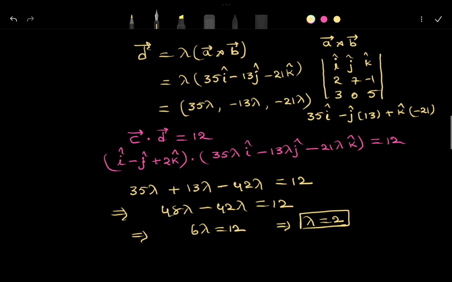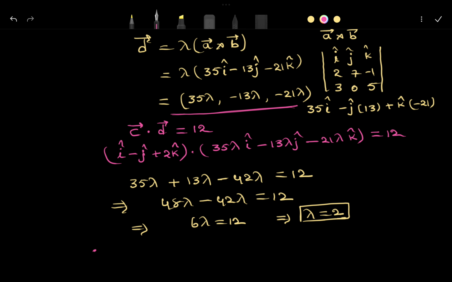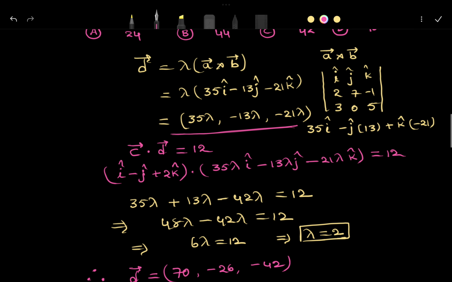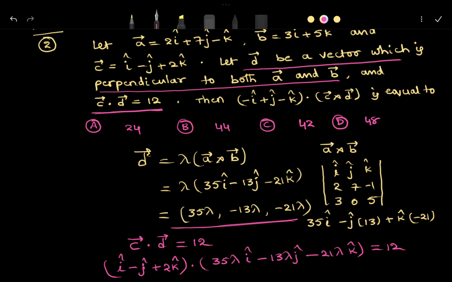Substitute this lambda value in the above d bar. Therefore vector d bar is equal to 35 into 2 is 70, comma, minus 13 into 2 is minus 26, comma, minus 21 into 2 is minus 42. So this is vector d bar. Now what is the required value? The required value is (minus i plus j minus k) dot (c cross d).